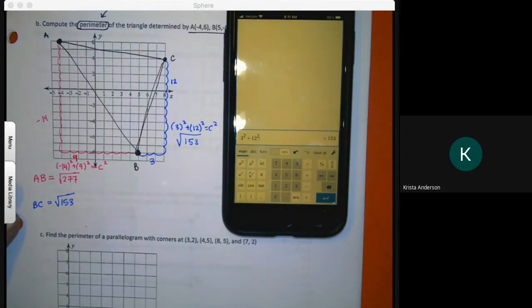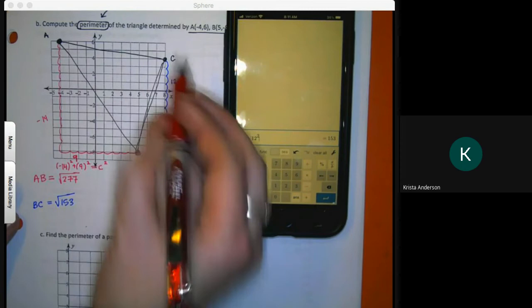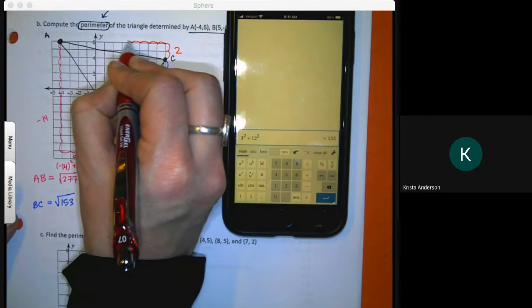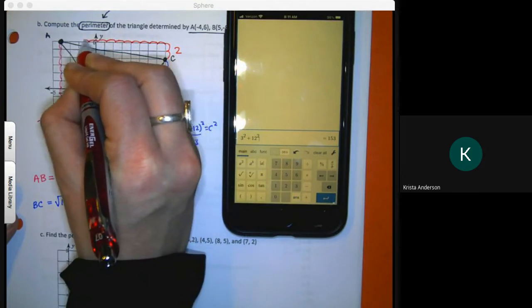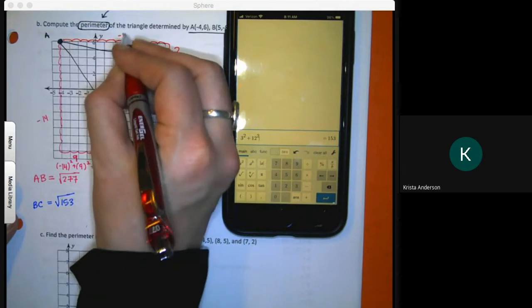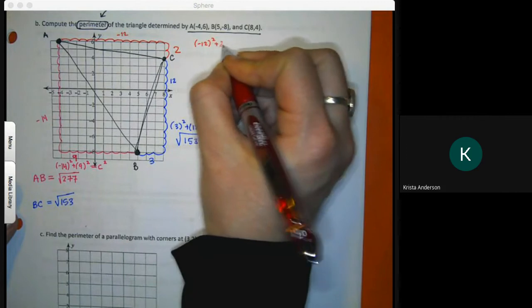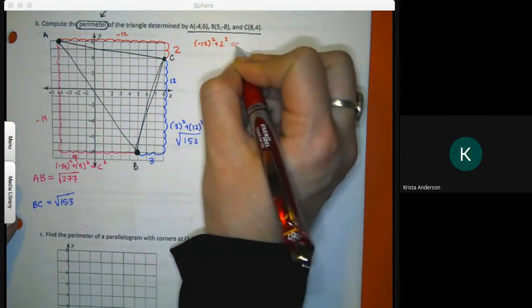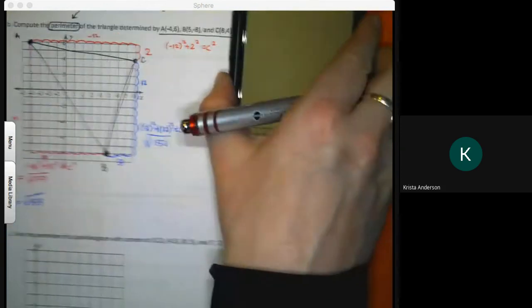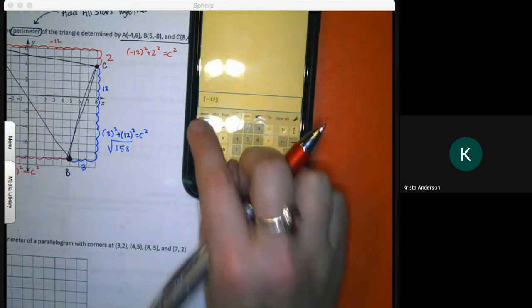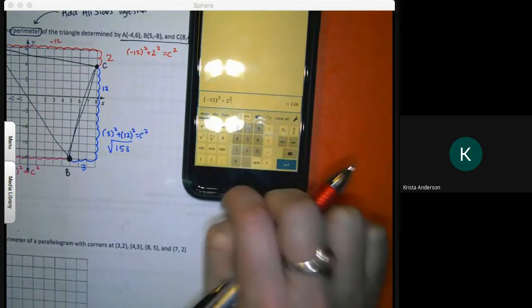My last side, because I have to find the 3 for a triangle, is up 2 over 1, 2, 3, 4, 7, 8, 9, 10, 11, 12. That was back 12. So you don't have to put parentheses around the positive values if you don't want to. -12 squared plus 2 squared is 148. And to get rid of the square, you square root it.